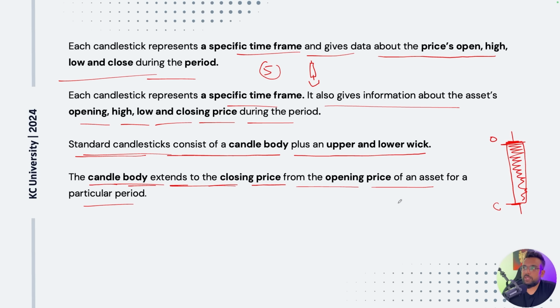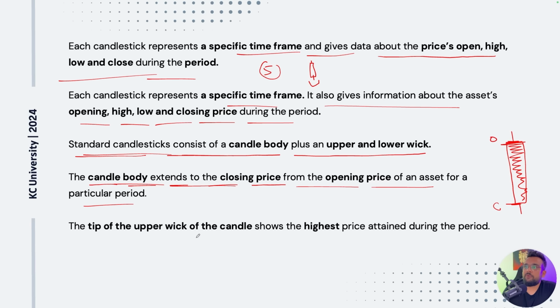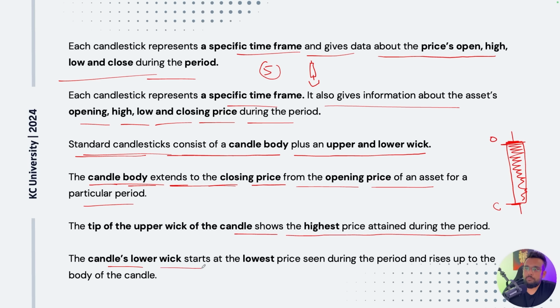And next, these wicks are just like things hanging, all right? The tip of the upper wick of the candle shows the highest price attained during that given period. And the bottom wick shows the lowest point of that given candle, all right? It's not hard, it's simple. That's all it is. All right.